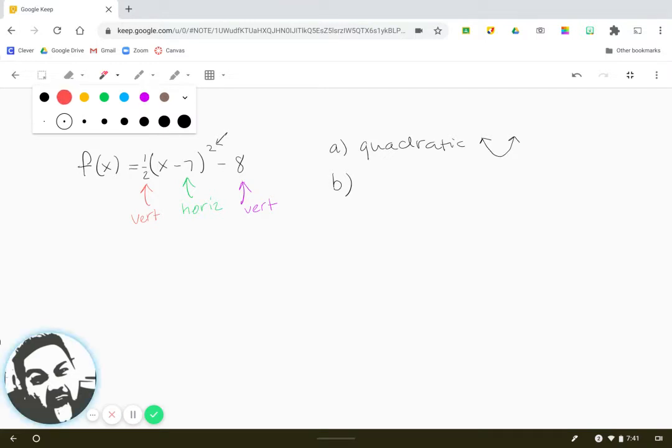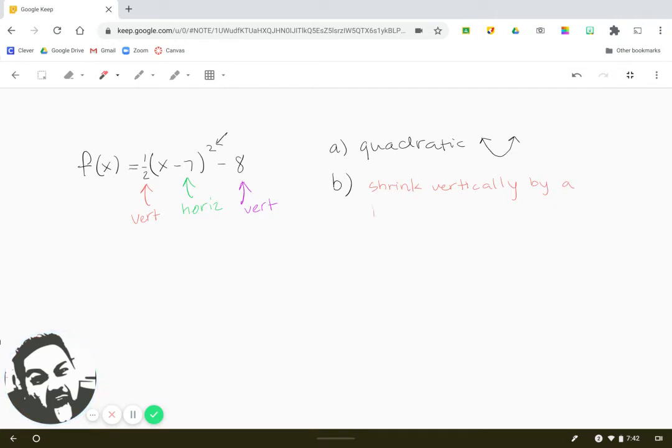So the first one is the vertical, the 1/2. So we're going to say, in red, I'll write it in red, that we are going to shrink vertically. We're going to shrink everything vertically. All of the y values are going to get multiplied by 1/2. So we're going to say shrink vertically by a factor of 1/2. And that's my first transformation that I'm going to describe.